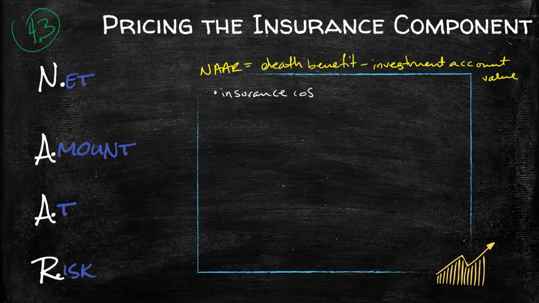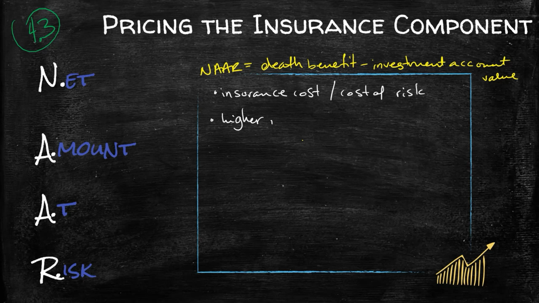So how much risk is the insurance company taking on in order to insure the life insured? Is it significant? Is it minimal? And the reason that we subtract the investment account value is because that value actually takes away from some of the risk, because that means that there is some investment there that can cover some of that risk.